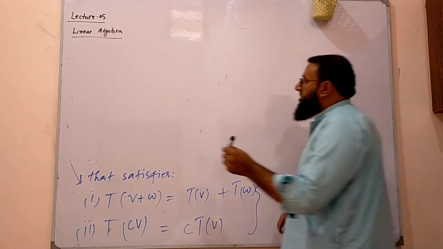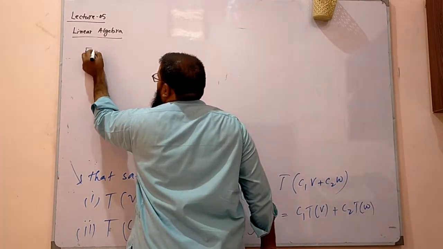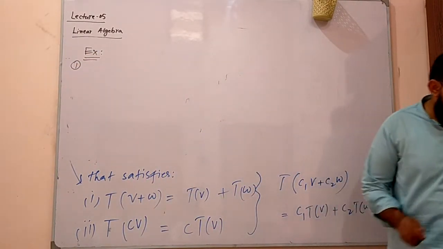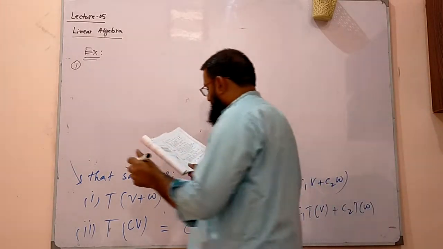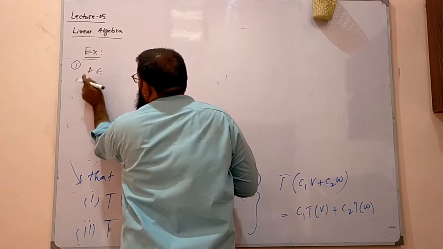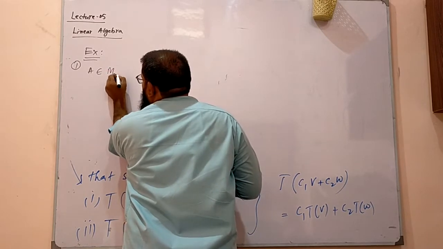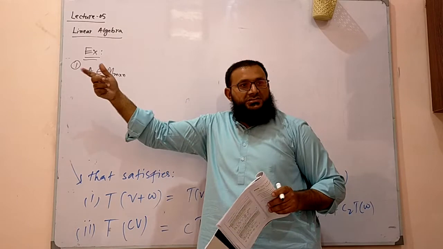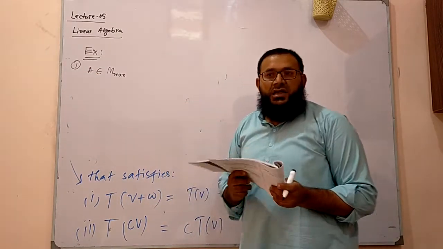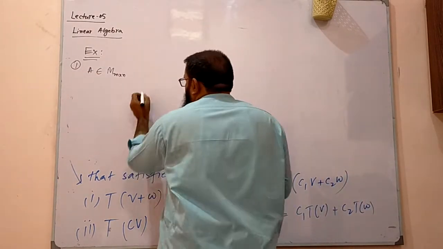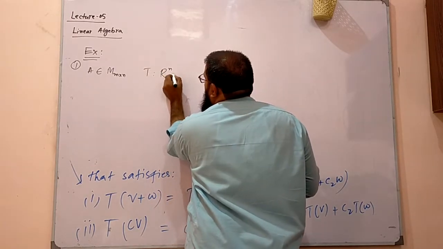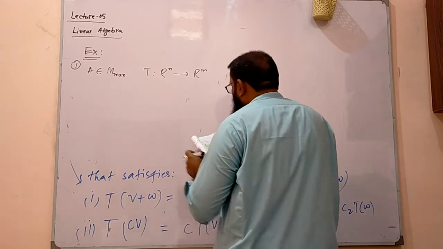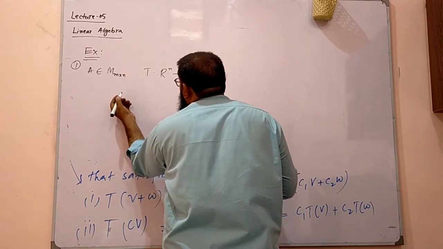Okay, so example number one is you take a matrix from this space. What is this? This is a space of n cross n matrices, and you pick one matrix out of that space, and you define your linear transformation from Rn to, let's say, Rn. And how do you define it?